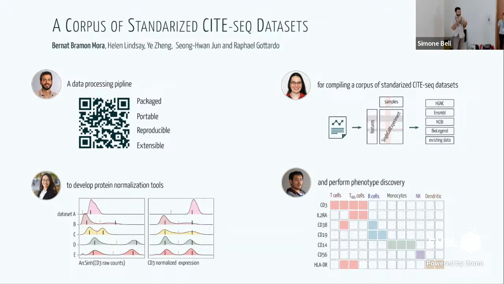So you should come see my poster. It outlines the work that I did, but also several other people, with the common goal of creating a corpus of standardized CITE-seq datasets and eventually performing automated annotation. Starting from the bottom, Song from the Fred Hutch Cancer Research Institute, together with me, have been working on several tools for performing phenotype discovery. That has been working on several tools and methods for performing protein normalization. Helen, who was supposed to come, but she was sick, has been working very hard on a package for performing name standardization for proteins, and myself, I've been trying to put everything together into a portable, reproducible, extensible pipeline. Thank you very much.